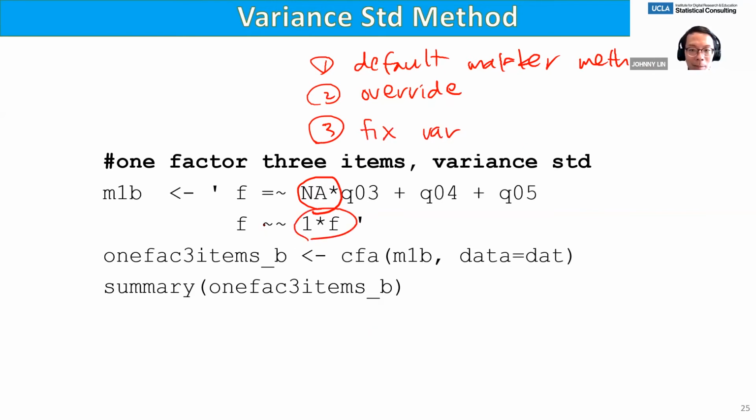And like someone said before, double tilde means covariance, but a covariance of something with itself is the variance. So this is the variance of the factor. Any questions about why we do the NA and the 1 star?